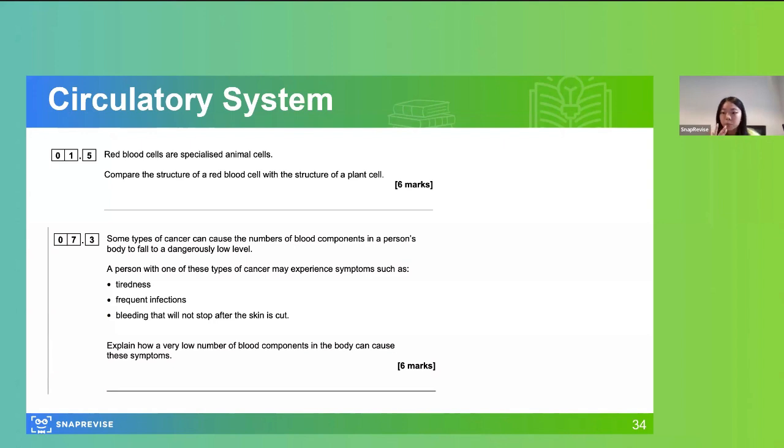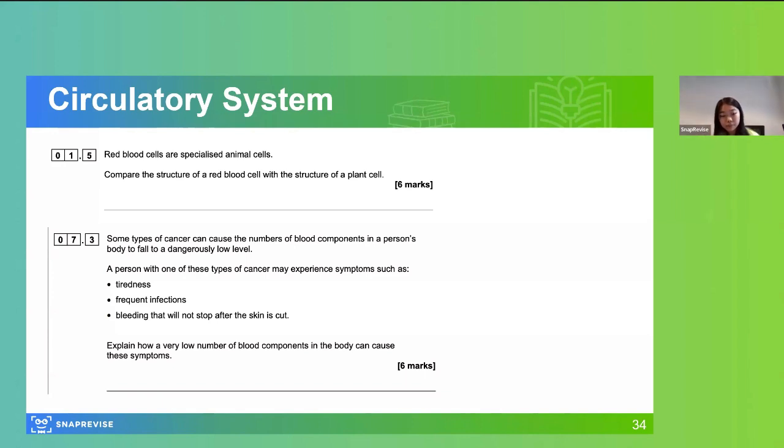Frequent infections. What protects our immune system? That's the first thing I'll think of. Infections, right? Pathogens. White blood cells. White blood cells protect our immune system. They engulf these, the phagocytes. Therefore, there's going to be more infections if there are less phagocytes and less white blood cells in our system.